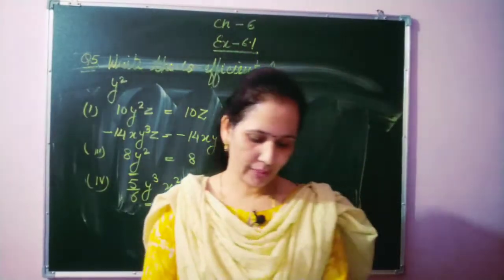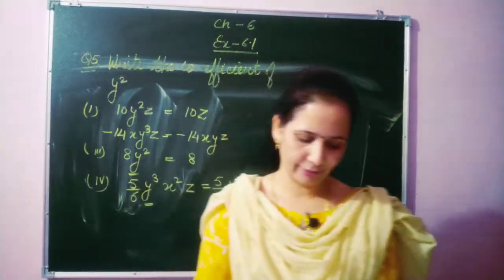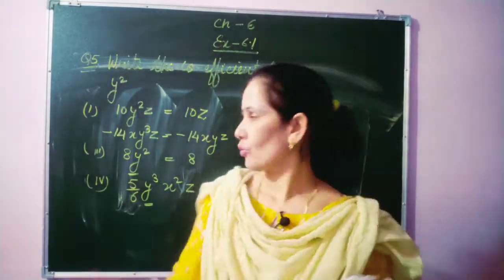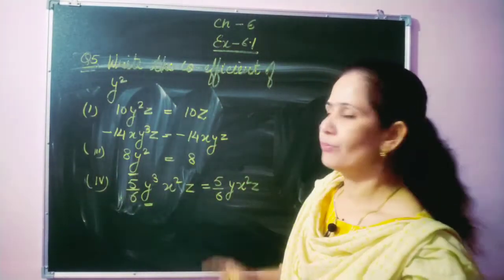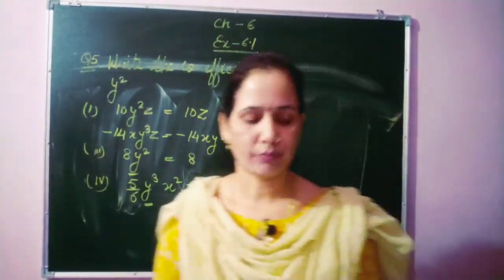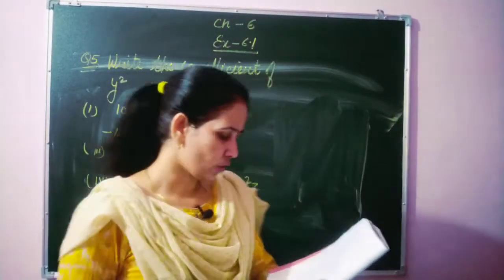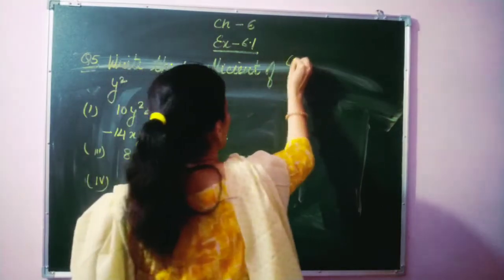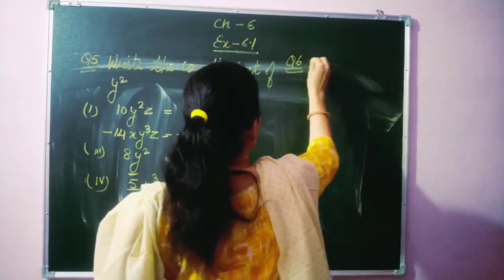So like this students, we have to write the coefficient of each and every term. Okay. So in this way we have to solve our question number 5. So let's move to question number 6. Write the coefficient of, they have given a particular term whose coefficient we have to write.